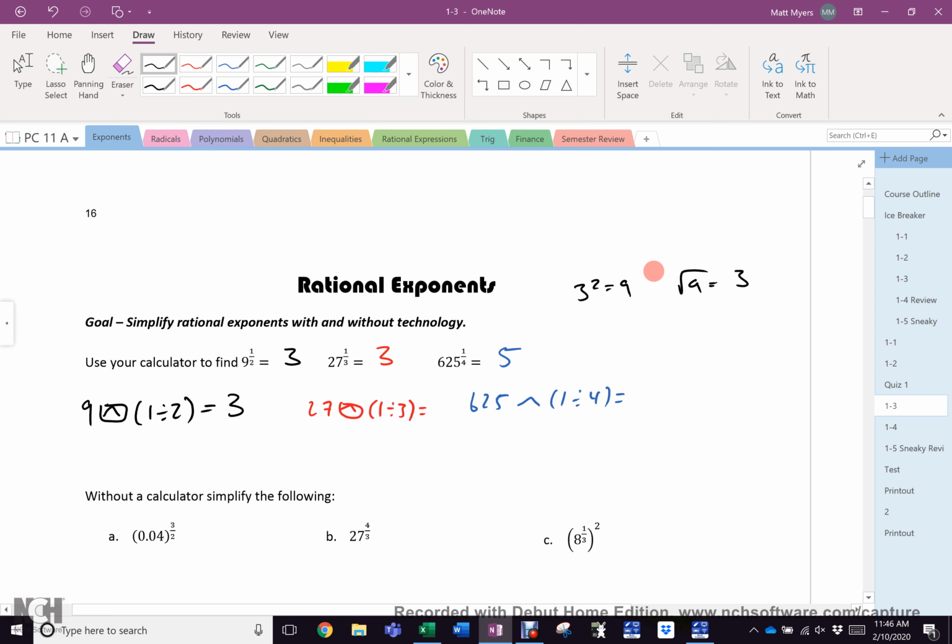Now, you being the intelligent young people that you are, you just found out that 9 to the 1/2 also equals 3. So what does that tell you about that? That they too are equal. Right? Because that's how logic works. If this equals this and this equals that, then this and that are the same thing. Right? Everybody follows me, yes?